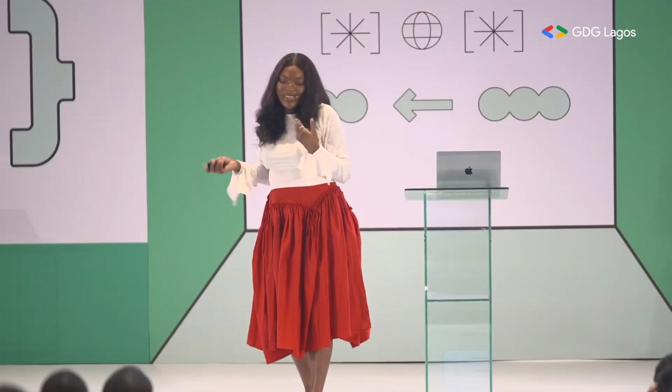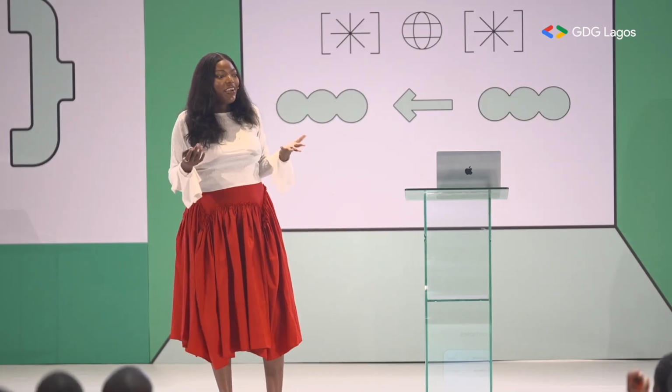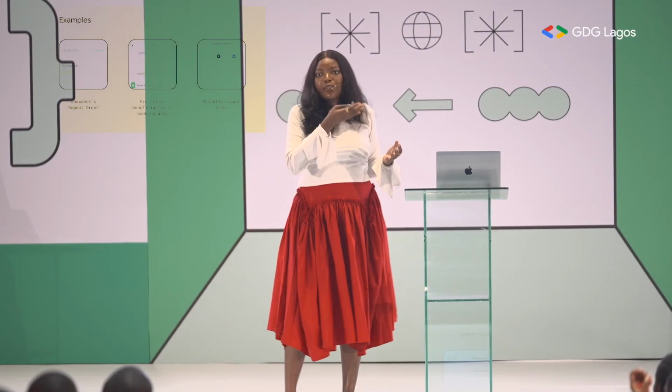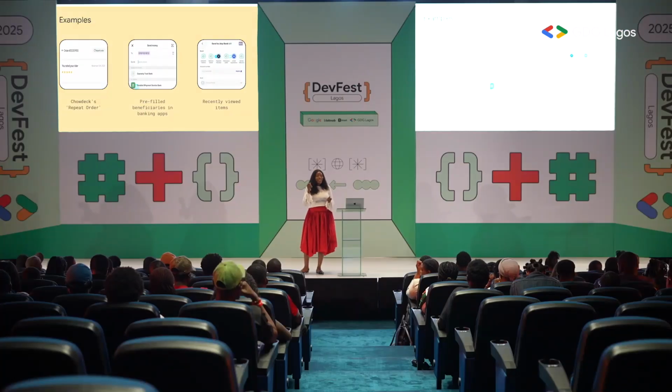recognition over recall, sorry. So it's very easy for you to just, in 3 clicks, 2 clicks, go to a previous order, click on repeat order, right?